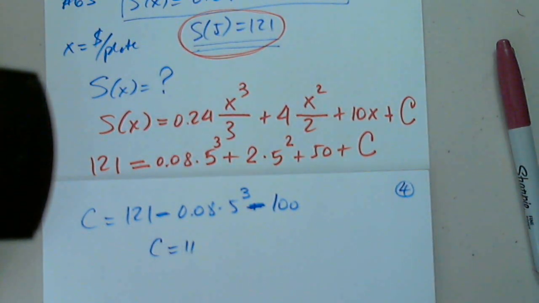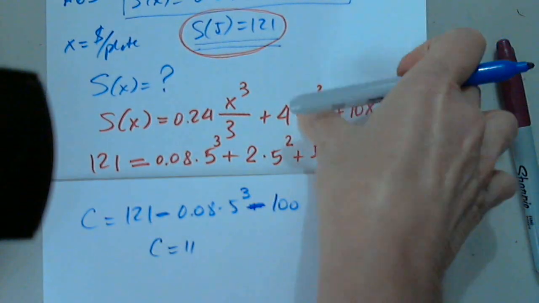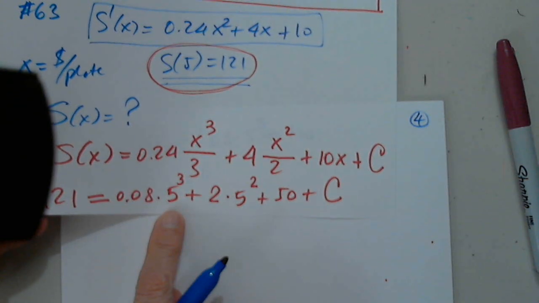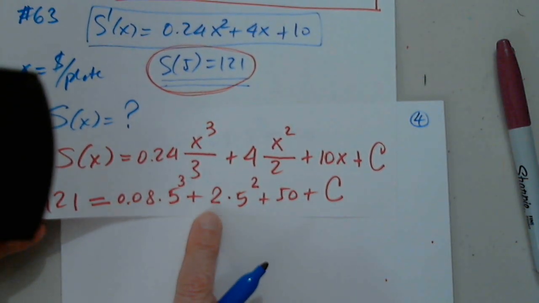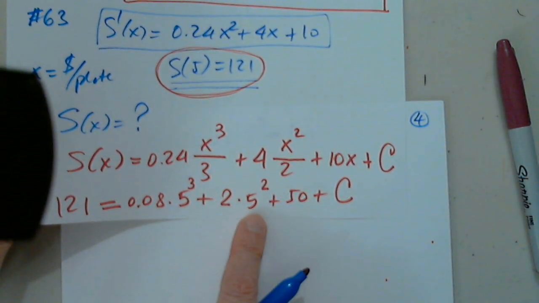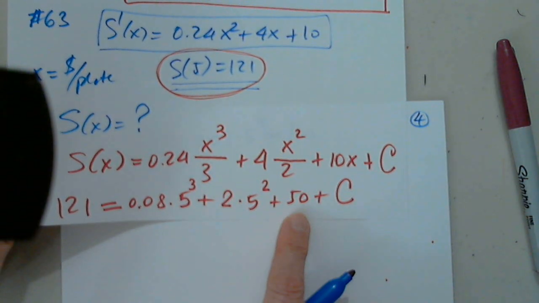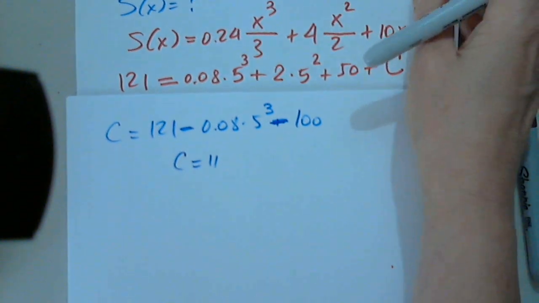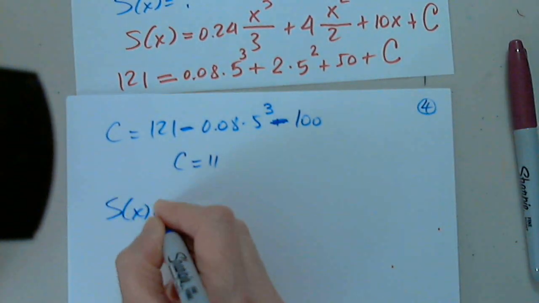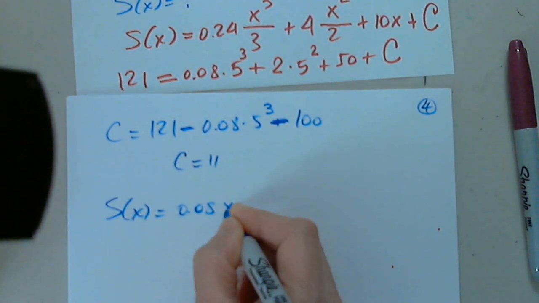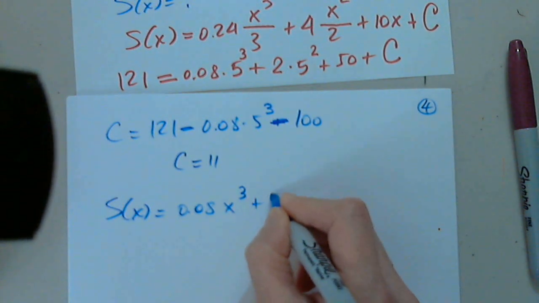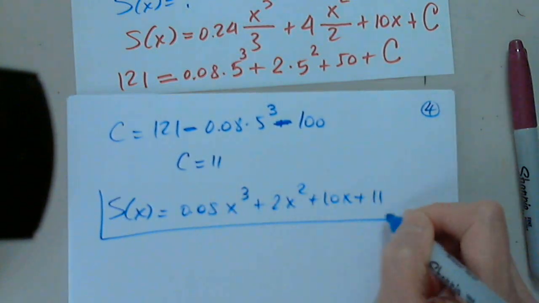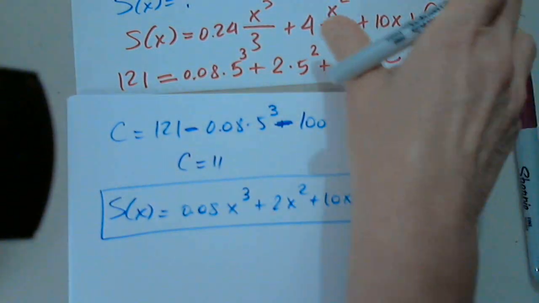Thank you very much. So therefore, the supply function is 0.08 x cubed plus 2x squared plus 10x plus 11. So let's write it. So S of x equals 0.08 x cubed plus 2x squared plus 10x plus 11. That's all we were asked to determine.